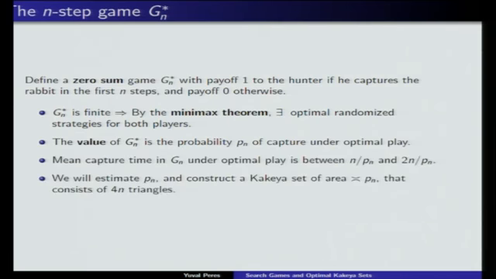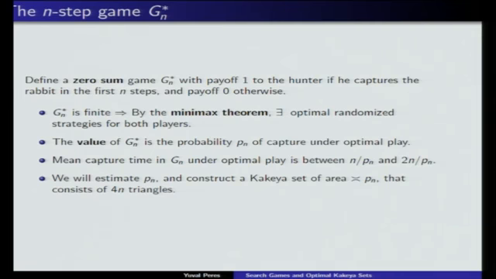OK, so let's call the value of this finite game p or pn. This is the value of the finite game, which is, as I said, just the probability of capture under optimal play in this finite game, gn star. Now, if we go back to the original game gn, which was still on the n cycle, but the goal there was to look at the capture time, then we're going to ignore constants. So the capture time there is about n over p, so of order n over p.